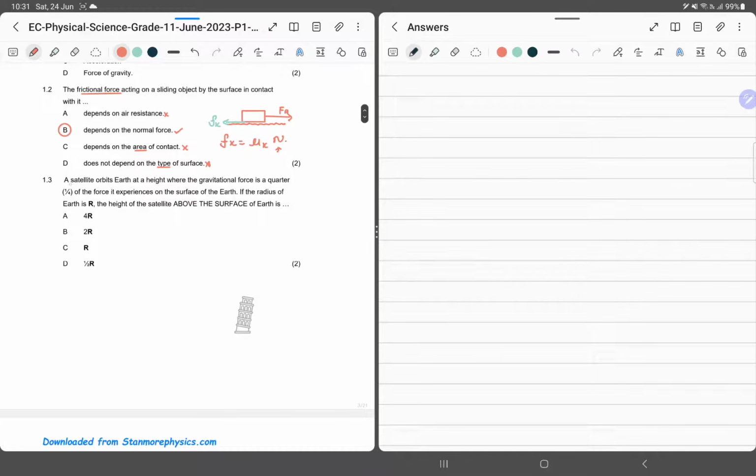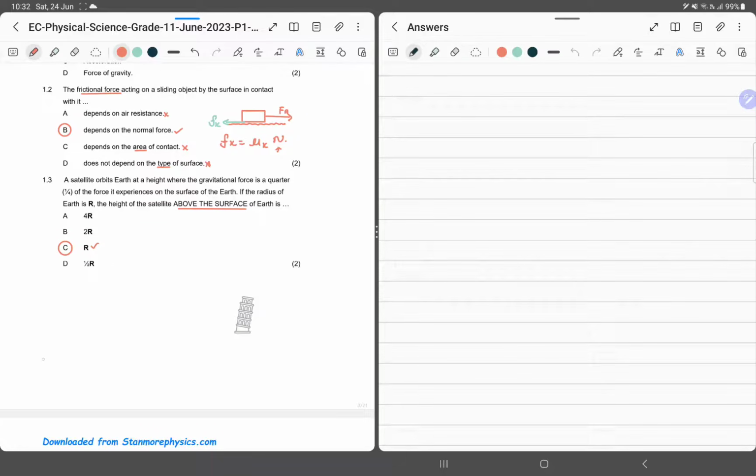All right, so a satellite orbits Earth at a height where the gravitational force is a quarter of the force experienced on the surface of the Earth. Okay, if the radius of the Earth is r, the height of the satellite above the surface, so we want this height above the surface of the Earth is, if I get a quarter, I already know that the answer should be C. But how will you know if you don't know like I do?